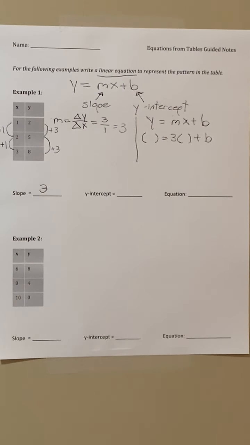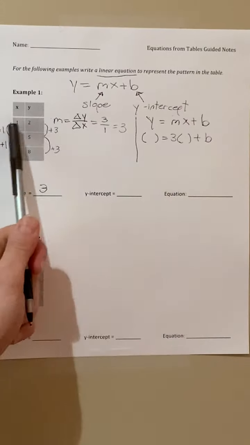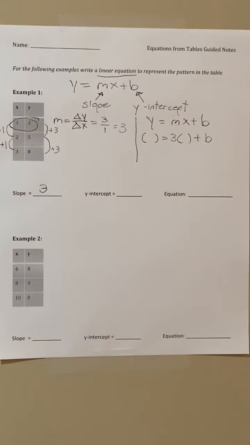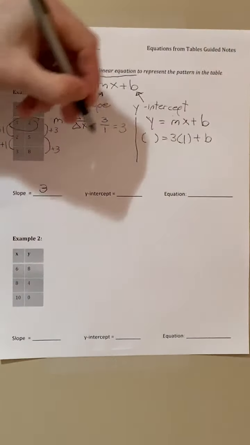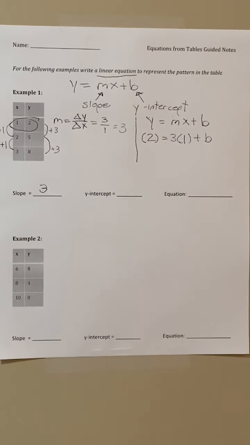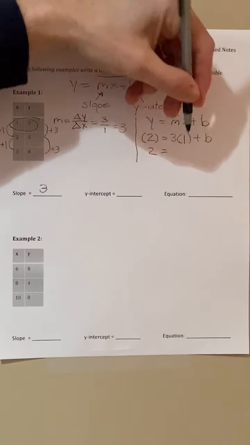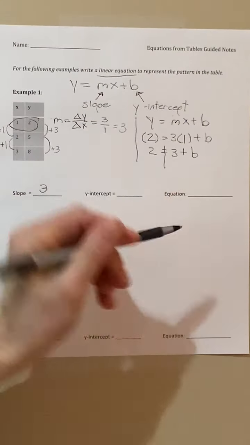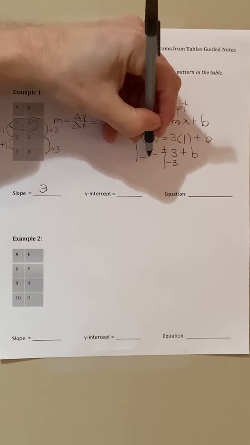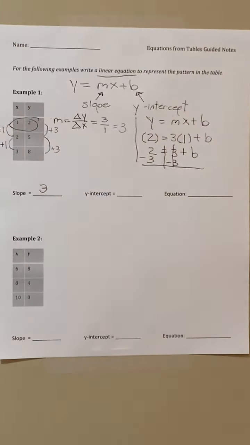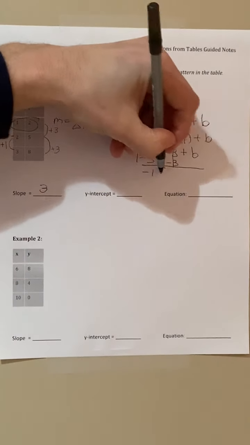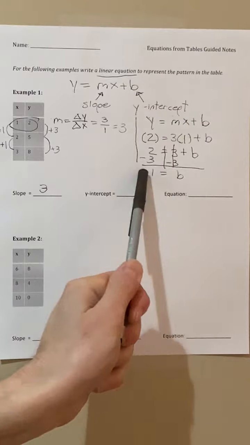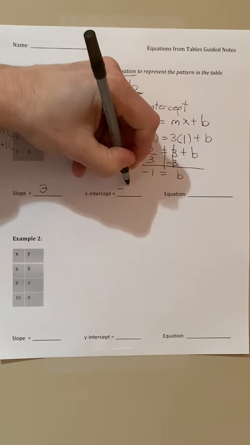All right, now to find a value of y and x, I'm going to look over at my table. I can pick any point that I want. Let's pick this first point here. I have 1 for x, 2 for y. Okay, so let's put those values in. Now what I can do is solve my equation to find the value of b. 2 equals 3 times 1 is 3 plus b. Let's solve this like I would an equation. I want b by itself, so I'm going to do minus 3 on both sides. 2 minus 3 is negative 1. So I have b is equal to negative 1.